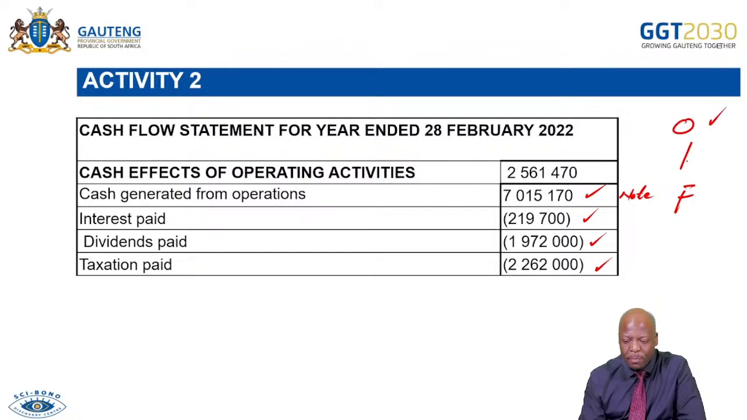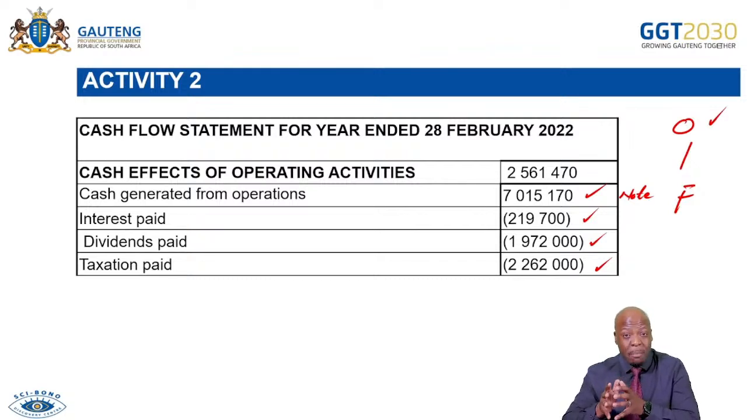Cash effects from investing activities. We're going to take a quick 5 minute break, only 5 minutes, okay? So we're going to go for a 5 minute break, and when we come back, we're going to do our investing activities. See you in 5 minutes.